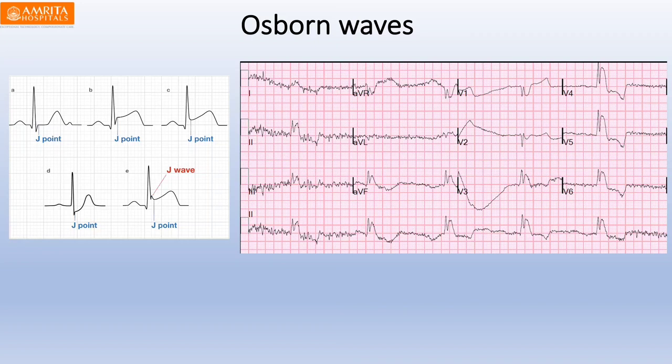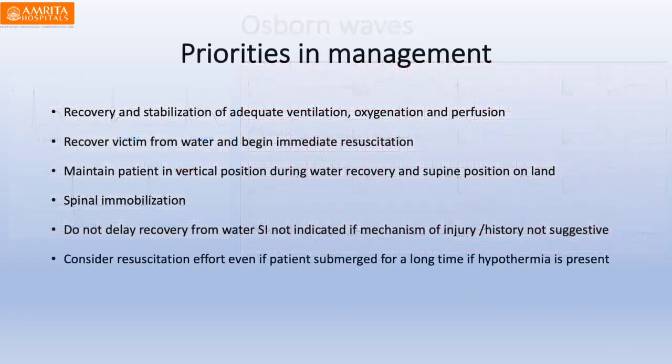You can see the J point elevation and how the J point is elevated and changed. This J point elevation is called the Osborne wave, which is seen in hypothermia.